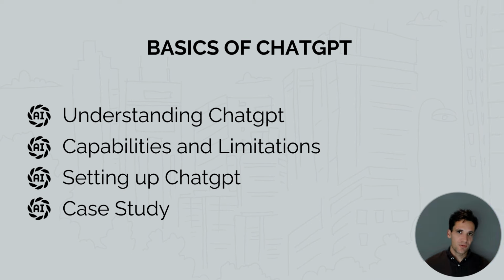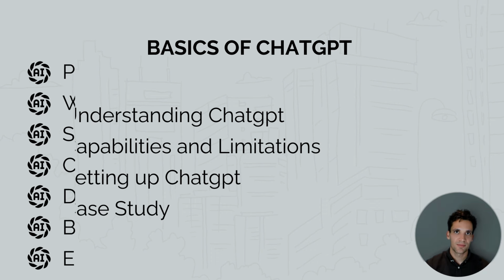When we covered the basics of ChatGPT, we spoke about understanding ChatGPT, so what it actually is, what you can use it for, how it's set up. We spoke about the capabilities and limitations. We spoke about what it's good for, but also what it's not so good for. We spoke about how to set up ChatGPT, and then also we looked at our case study. So we went through a case study for the Greenway expansion project, and we uploaded all this project information to ChatGPT to give it context about our project.